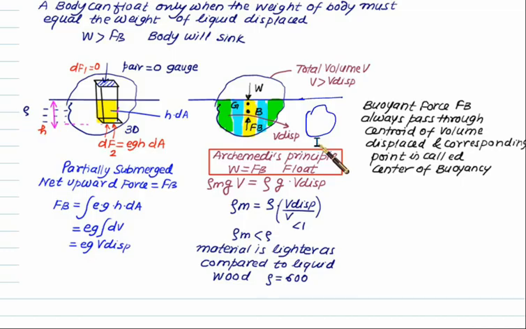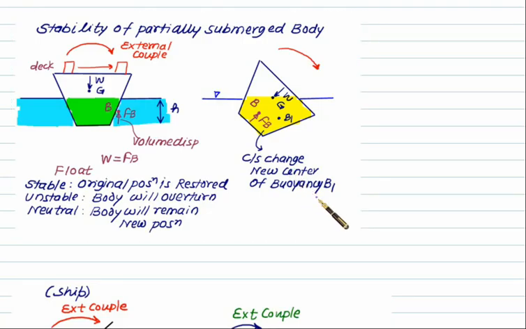What we are interested in with buoyancy is the stability criteria. Suppose we have a ship here and a certain load will move. In that case, the ship should not sink. So whenever the load moves, internally some action will take place and the body will try to come back to the original position. That is called stable equilibrium. In the case of stable, the original position is restored. In the unstable, the body will overturn, and in neutral, the body will remain at a new position. So we are interested in stable, not in unstable and neither in neutral.